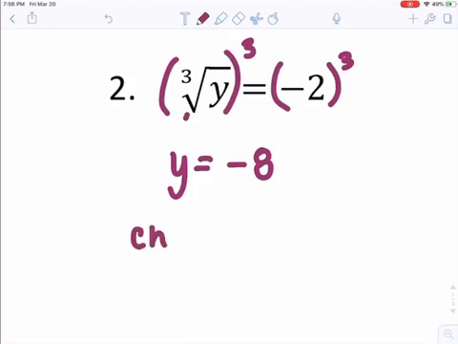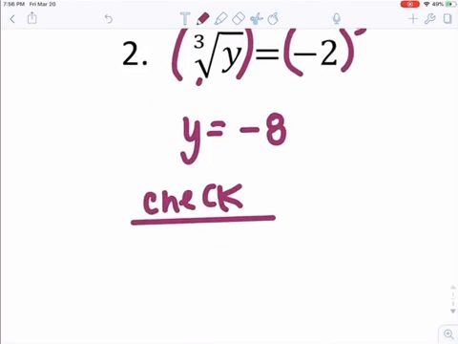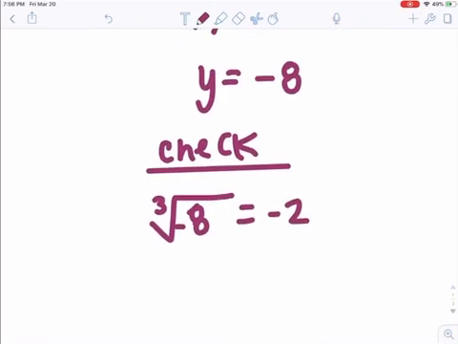And then we just need to check. Again, I don't care if you do a mental check, but you do need to check every time in the original equation. Negative 8. So the cube root of negative 8 we know is negative 2. Great, we're done. This is my final answer.